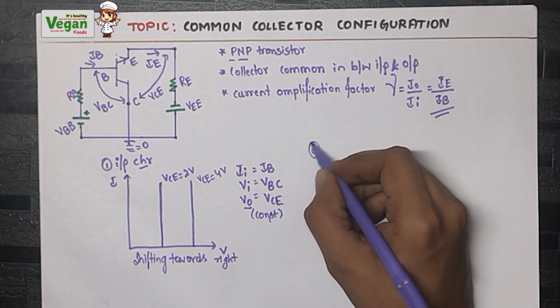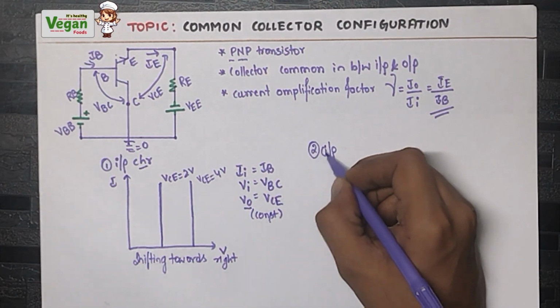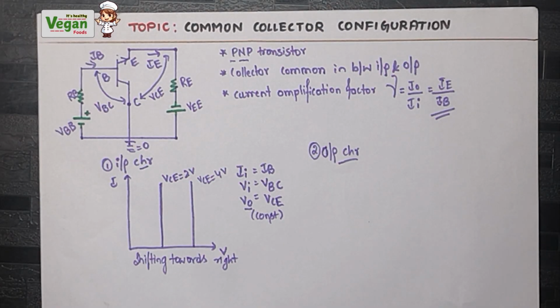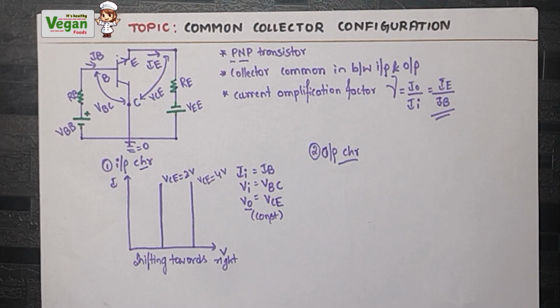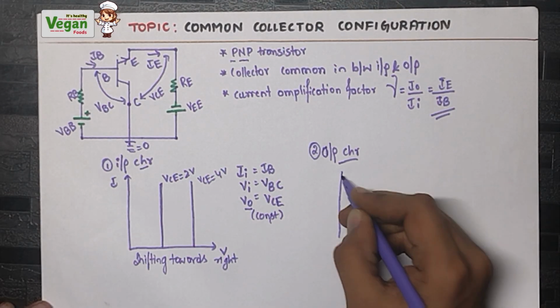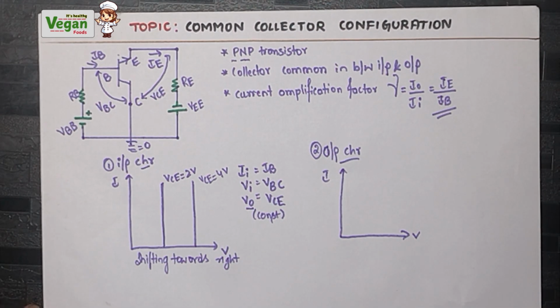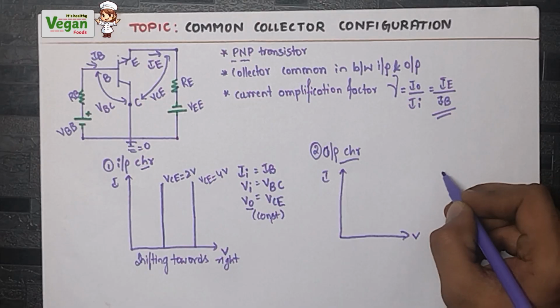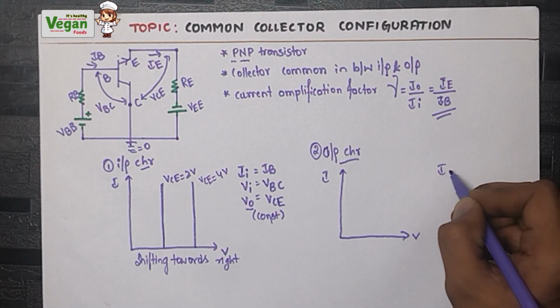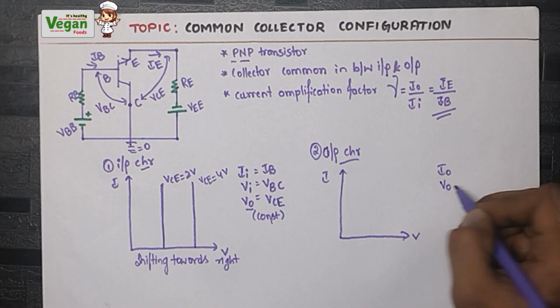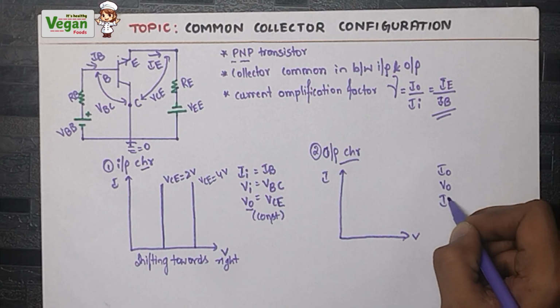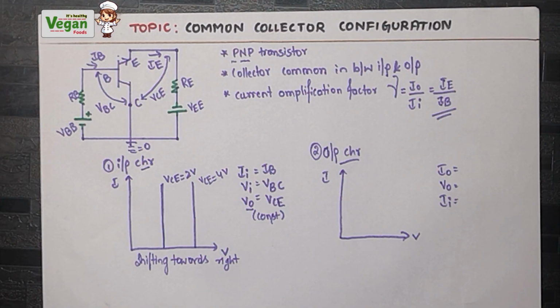Next, let's make the graph of output. Now let's plot the output characteristic graph of common collector configuration. So this will be also between current I and voltage V. So during construction of the output characteristic graph, we must need the values of output current, output voltage and input current.